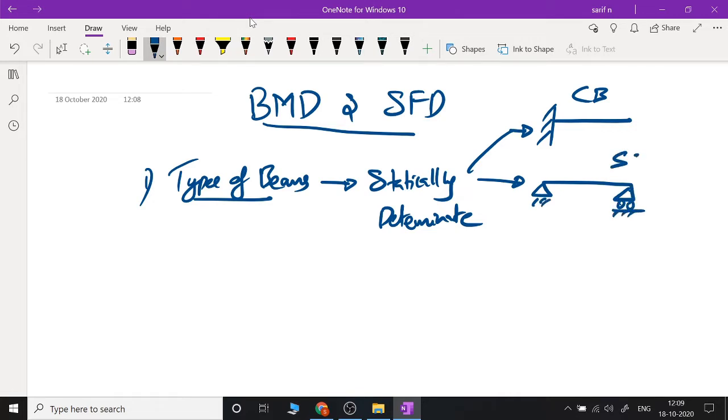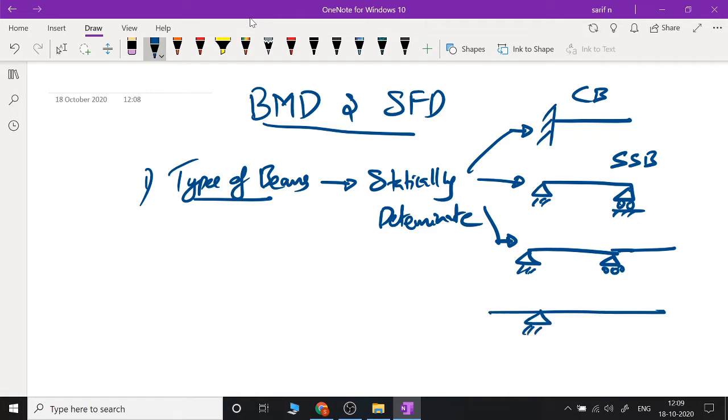So this is a simply supported beam, and the third category that we will be discussing is a beam with overhang. So this is an overhang. So this is a beam with overhang. This may also be of this type wherein you have overhang on both the sides. So these are the different types of beams that we are going to discuss.